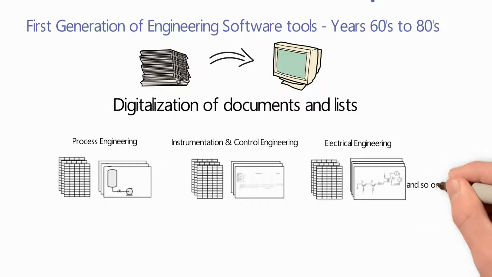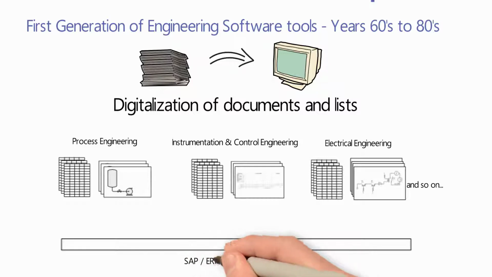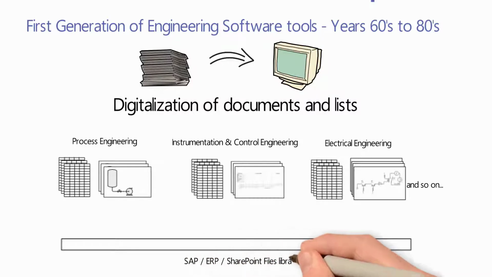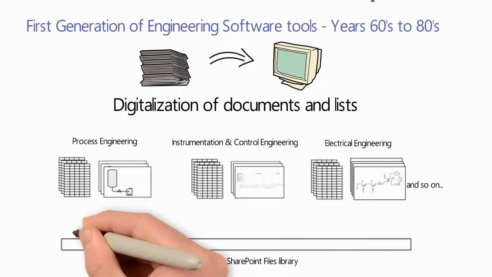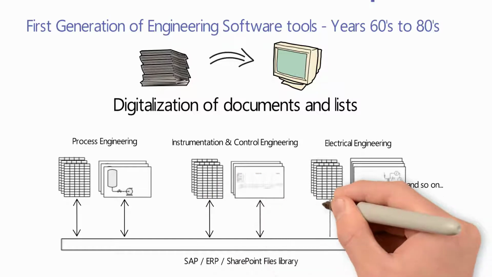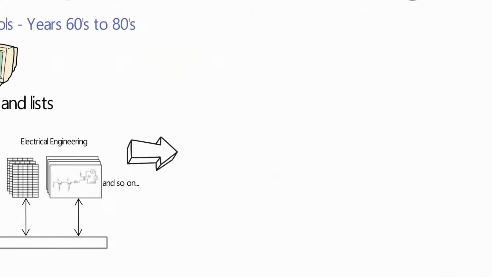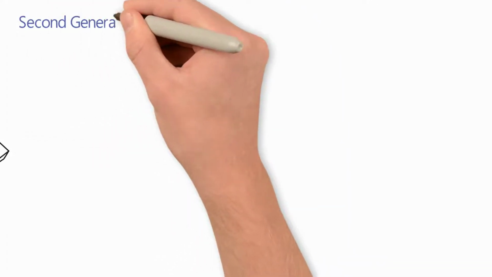As the number of these drawings and lists grew, it was necessary to store them in a digital file library. Combinations of AutoCAD and Excel are the typical modern examples of this generation. The next generation was introduced around the 90s.